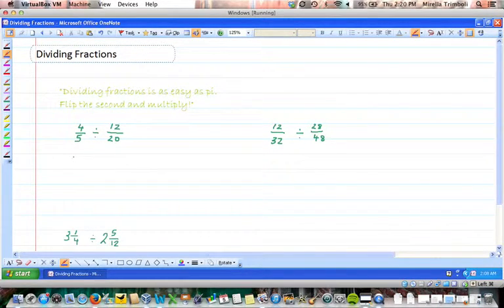We have 4/5 divided by 12 over 20. So what we need to do is keep the first one as it is, change the divide into a times, and flip the second. So we flip and it becomes 20 over 12 instead of 12 over 20. If you remember from last week, we then want to check the diagonals to see if we can simplify.